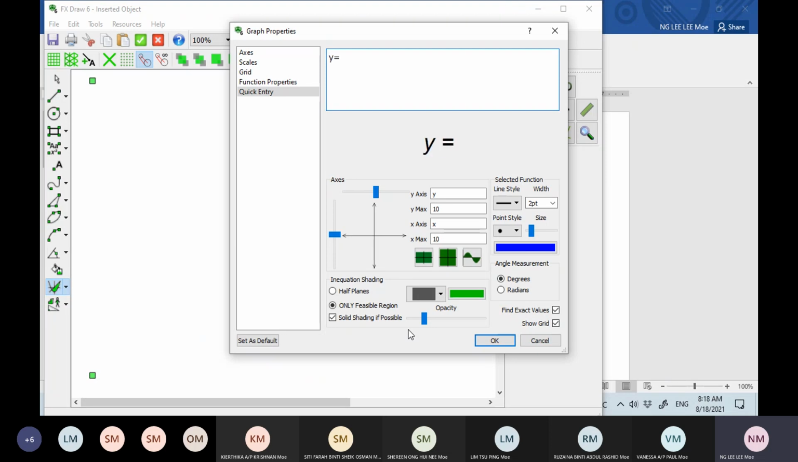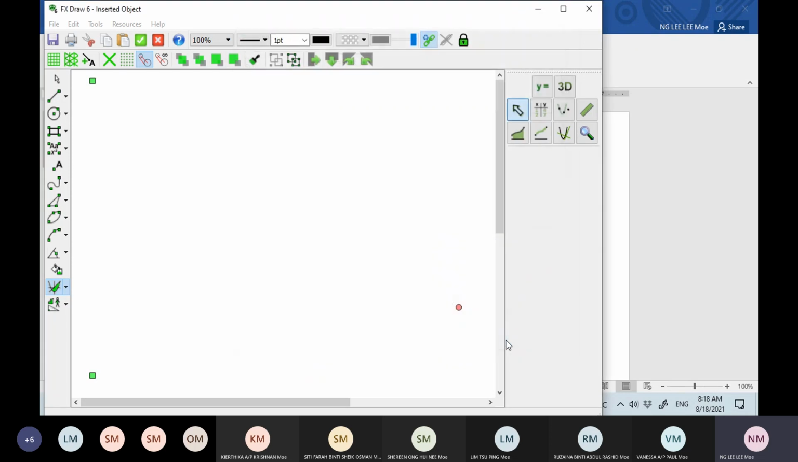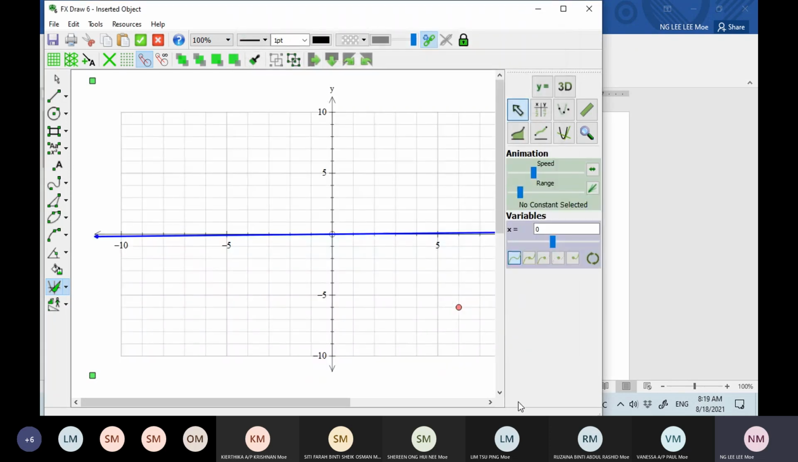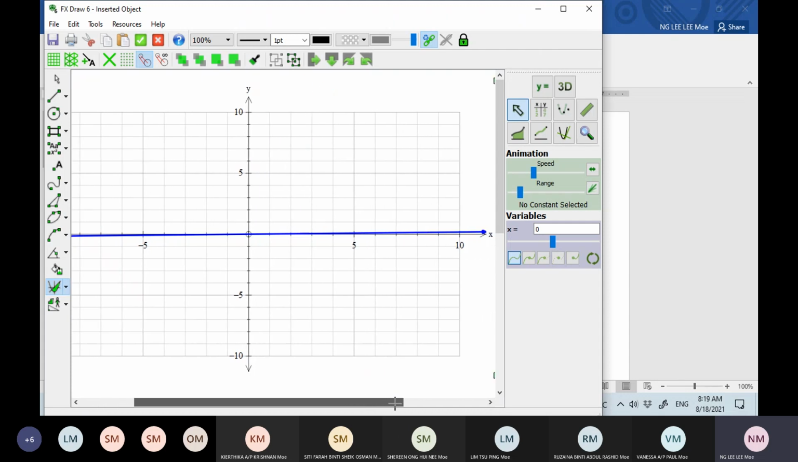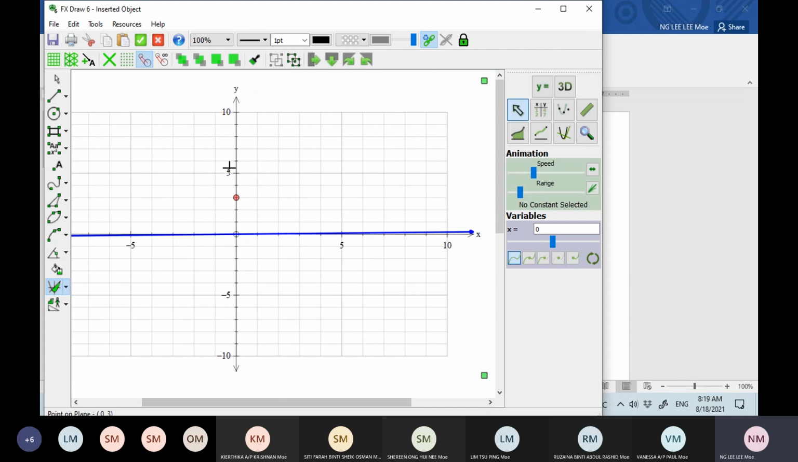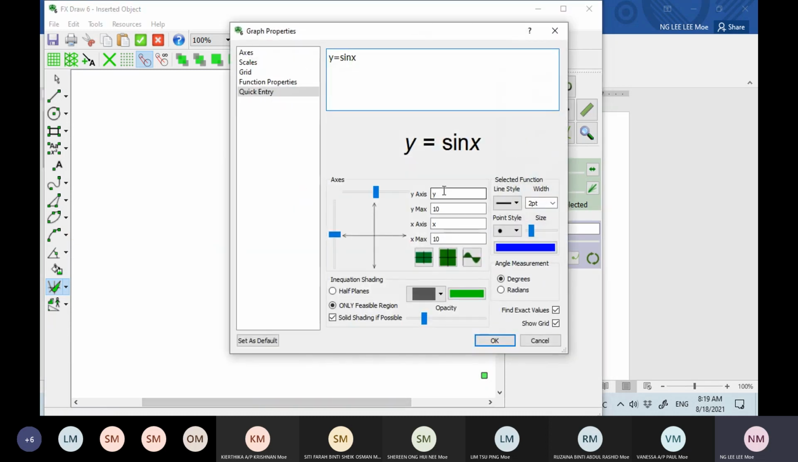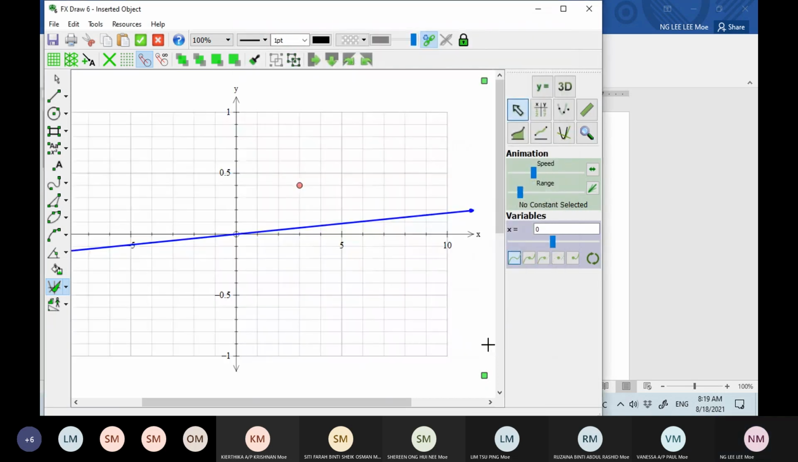I'm going to draw y equals sine x. See what will happen. Is it the graph that I want? Not the shape that I want, because you see the maximum here is until 10, but the maximum and minimum point is only 1. So if I want the graph to show what I want, I have to adjust the maximum. If I adjust until 1, I will see what will happen.